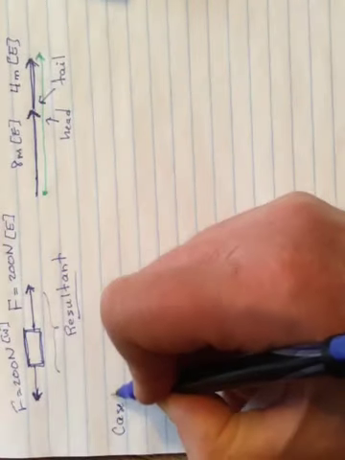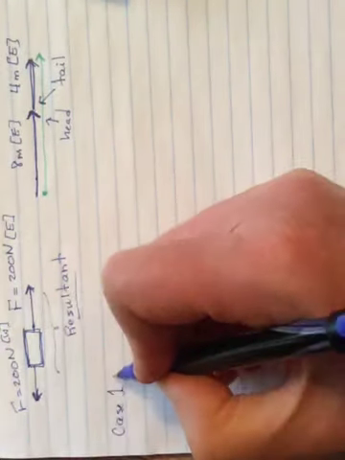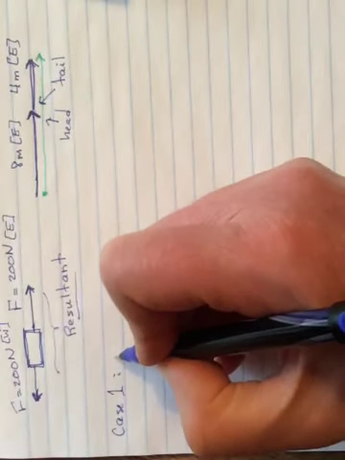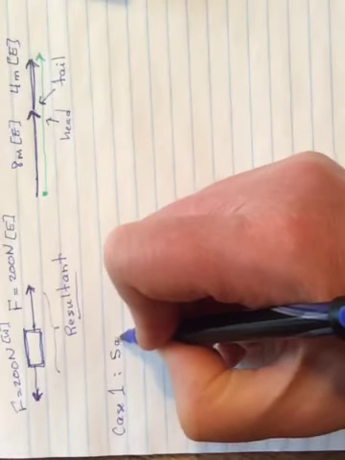Okay, so there are 4 different cases in adding vectors together. Case 1, and these are the ones that I said are borderline common sense. Case 1 is if they're going in the same direction.